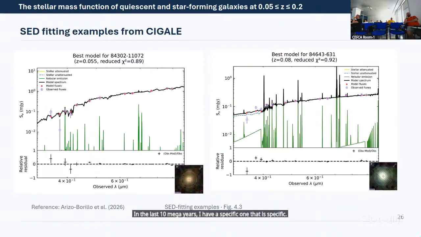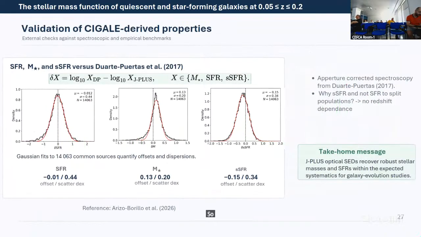These are some examples of the SED fitting, with circles the data from the fluxes from J-PLUS DR3 and in red circles the model. Here is an example of a quenched galaxy and a star-forming galaxy. So now we have the stellar masses and the star formation rates.